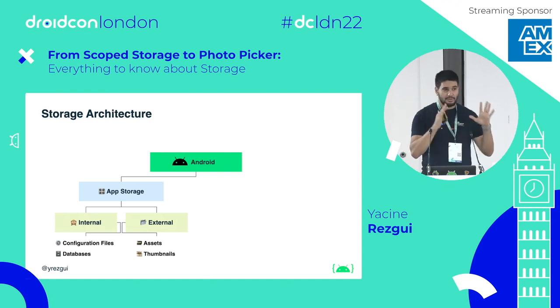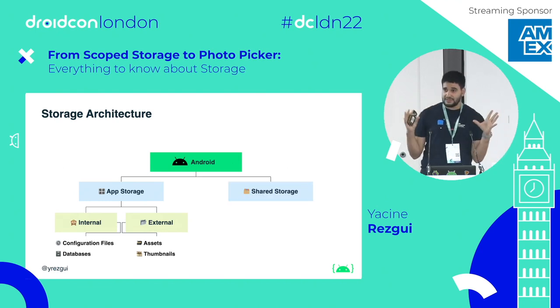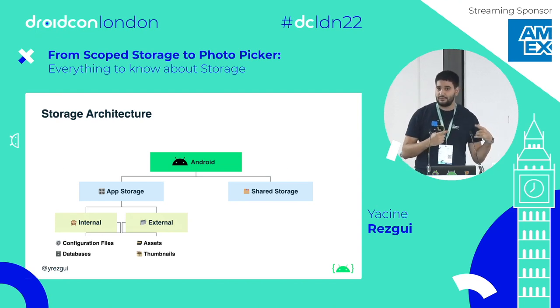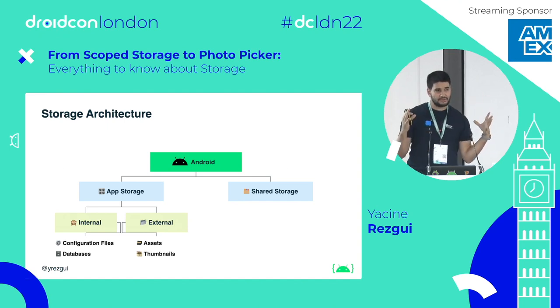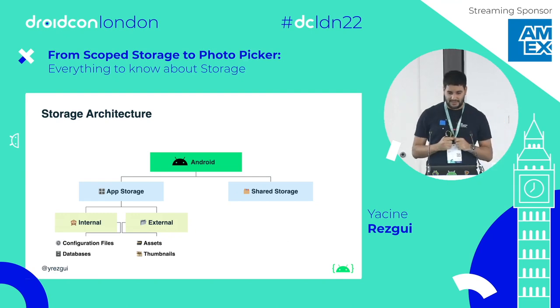But again, remember to not keep anything private on the app's external storage. After that, there is the shared storage, which is what you see on the file manager. For example, on Pixel it is Files by Google. Whenever you navigate, that's what we call the shared storage. Or if you plug your device to a computer, that's what you will see there.